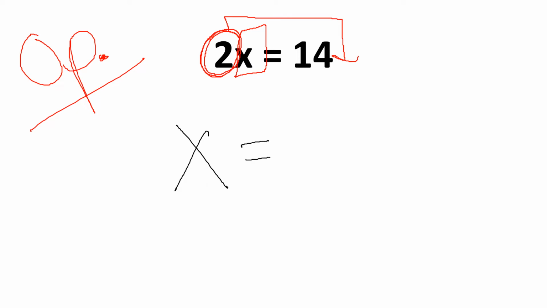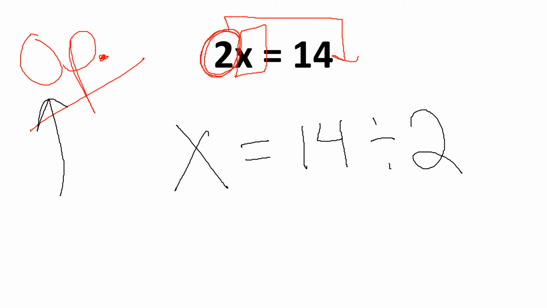I'm not touching the x. I'm not touching the equals. I'm not touching the 14, but I am moving the 2 from the left side to the right side. When I do that, the operation changes. It goes from multiplication to division, and then 14 divided by 2 is 7. Again, I know you can look at that and do it, but that's how it's worked out mathematically.